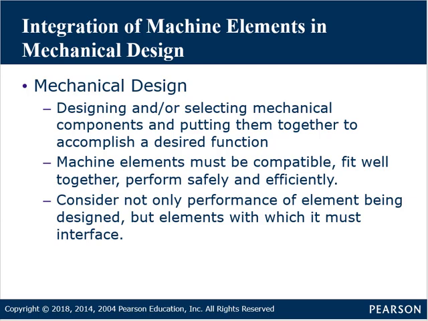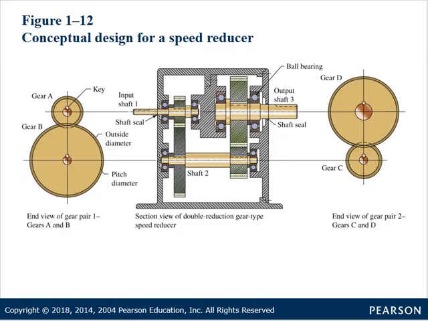So it's kind of like when you're doing a free body diagram in statics and strength of materials. You look at all the forces that are acting on the body, and then you isolate that body. But then those bodies have forces that act on other bodies as well. So consider not only the performance of the element being designed, but the elements with which it must interface. And we have a little example of that here on the next slide.